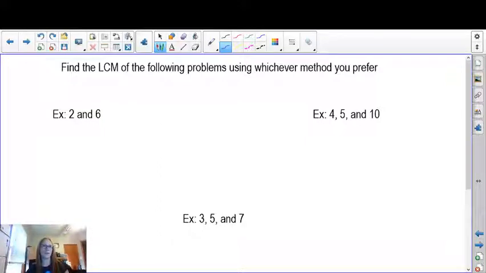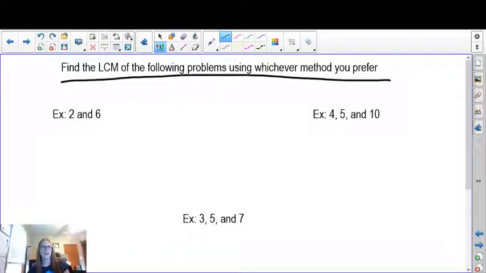Okay, so these are my last 3 examples. Your job is to pause the video, answer the question of finding the following, whichever method you prefer, and then check your answer. I'll give you a hint on this one. If it can go into 10, then it can go into 5. That's my little hint. All right, pause that video.